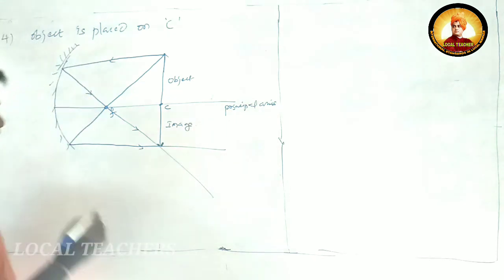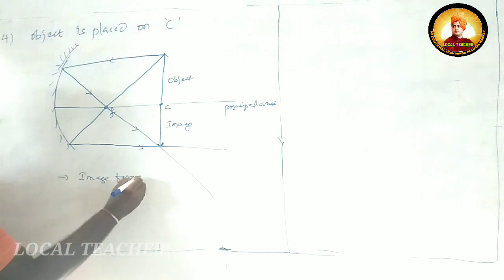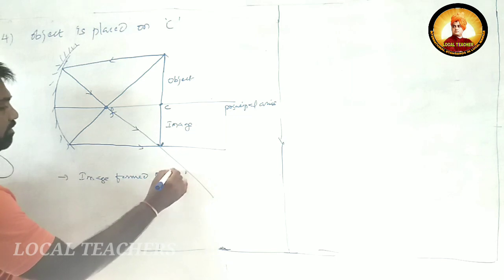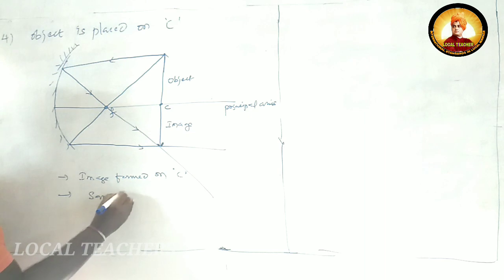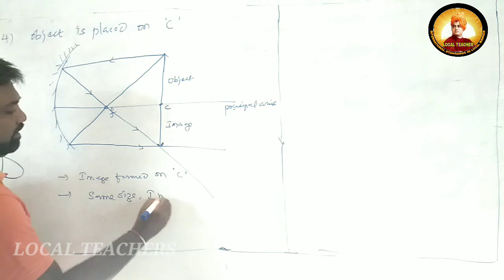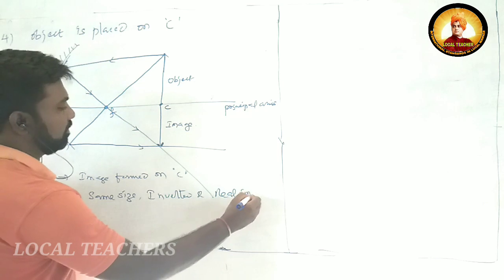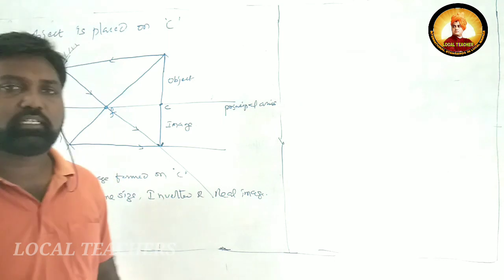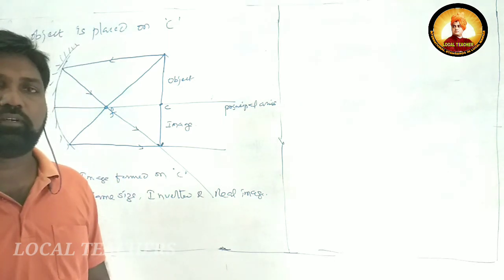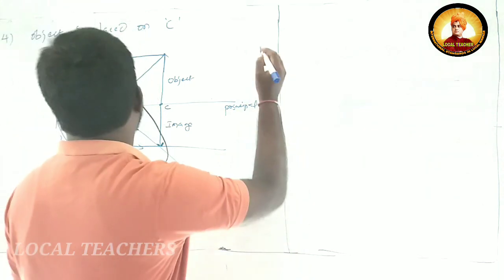If we observe the image, the image is formed on the center of curvature. It is the same size, so the image size is the same. It is inverted and it is a real image. So when the object is placed on the center of curvature, the image is also formed on the center of curvature.